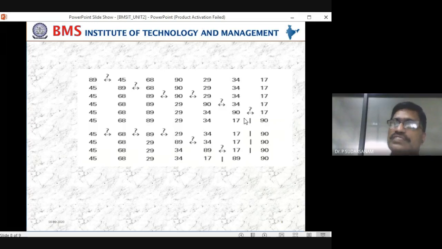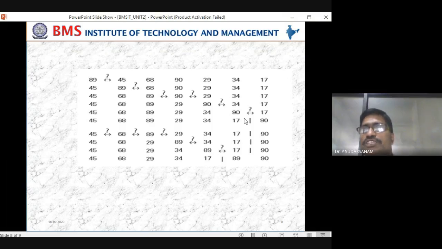Next, 17 and 90 will be compared, and 90. This is the definition, exactly how it will be working. So 90 will be moved to the last. So that's the definition: bubble sort is nothing but finding the maximum element and pushing it to the last.